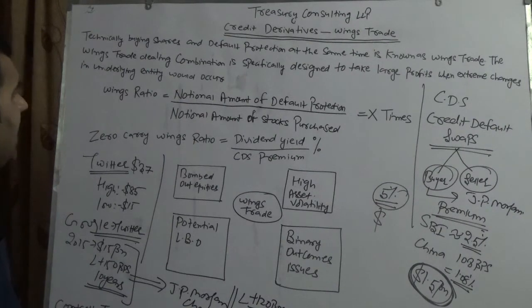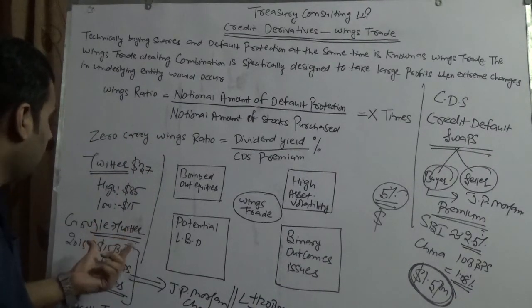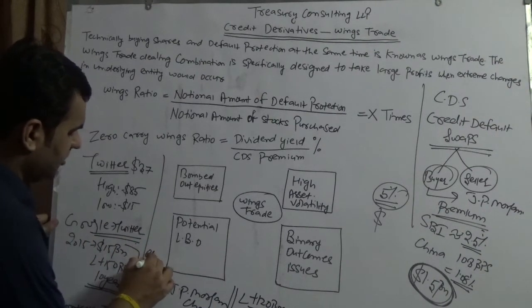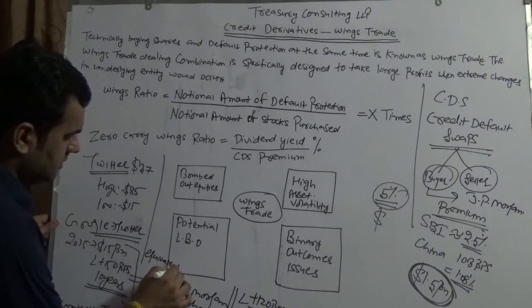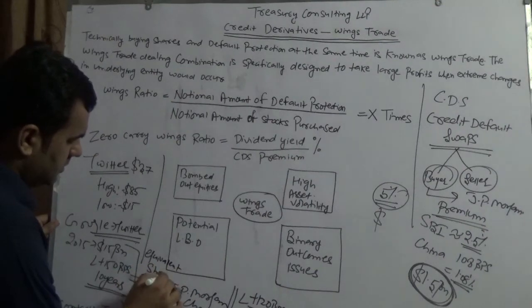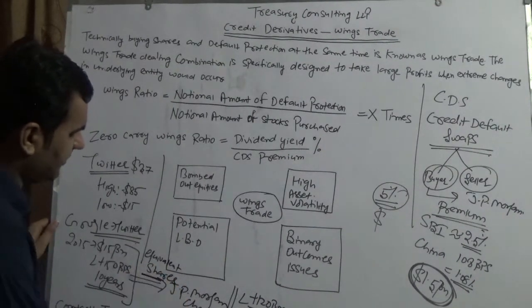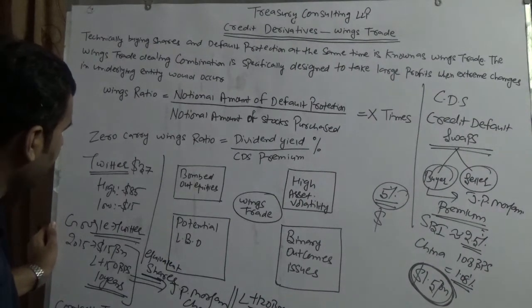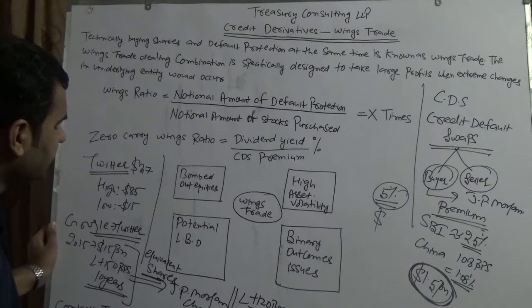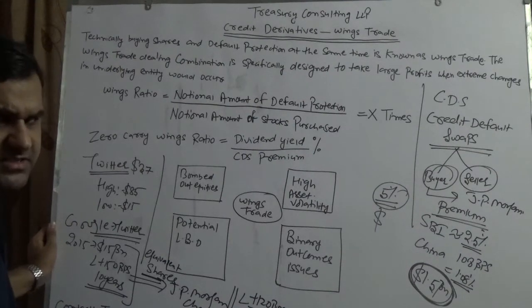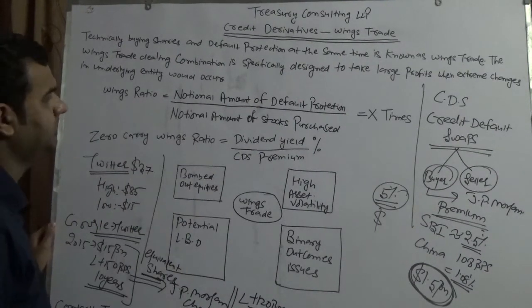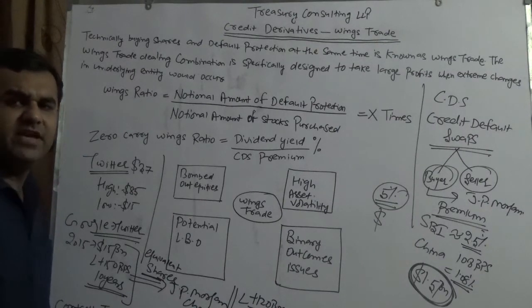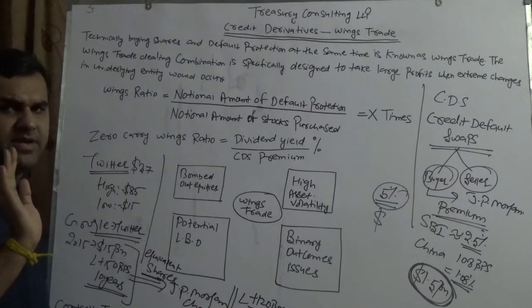Now what would happen? I will create a wings trade. I will go and buy the equivalent shares of Twitter. In this, what would happen? I will buy the shares and I also buy the CDS at the same time, and I am waiting for an extreme event to happen.